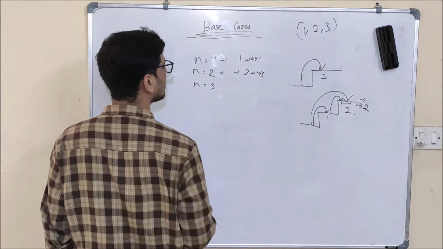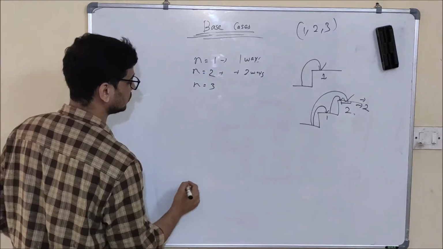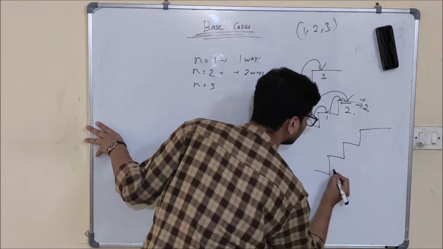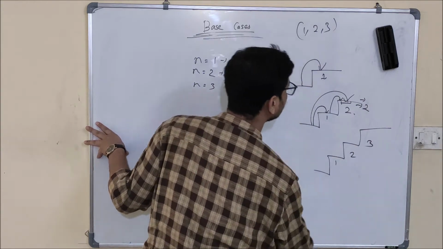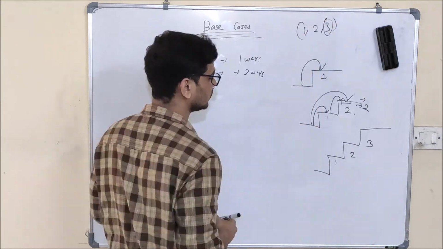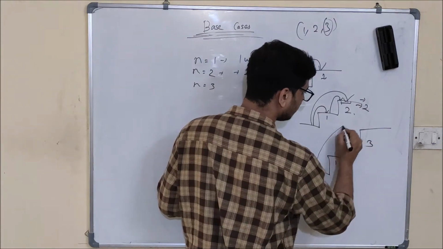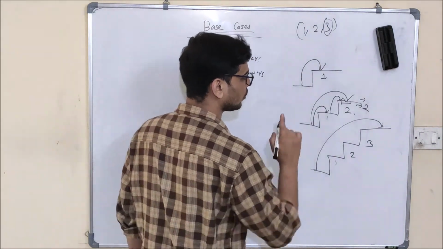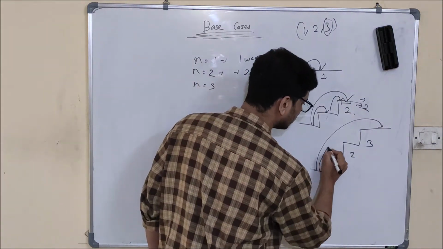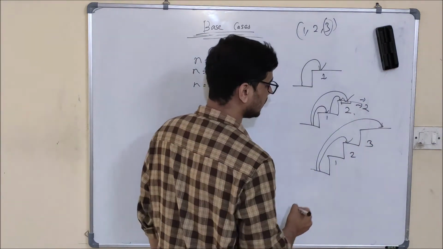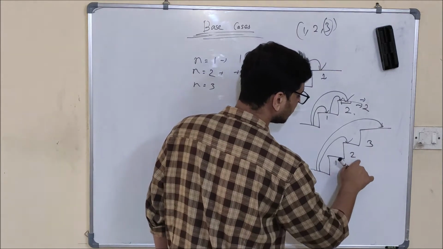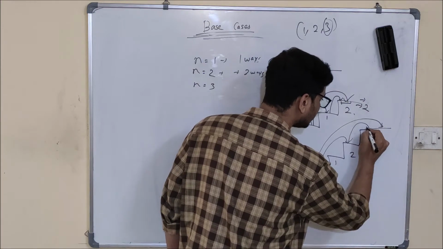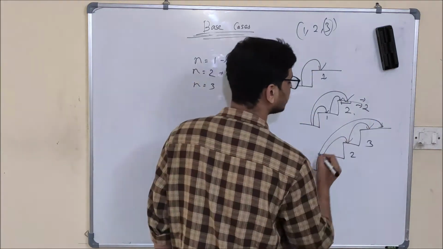And what is the last case? N is equal to 3, that is when we have 3 steps to jump. Here I will have an additional option. First, I will take a 3 step jump and reach the top. So this is our option number 1. The second option will be that I take a 2 step jump, and then I will reach the top of the second stair. And I will again take 1 more step jump and reach the top.